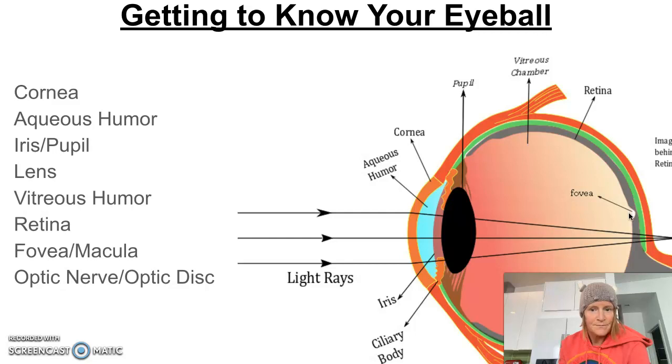And I didn't mention, after the lens, all of this is filled with vitreous humor. It's like a clear jelly-like substance that the light travels through to get to the retina. Okay, so these are the structures of your eyeball.